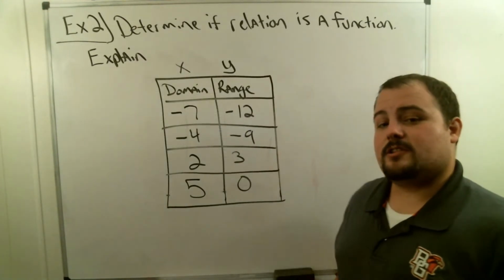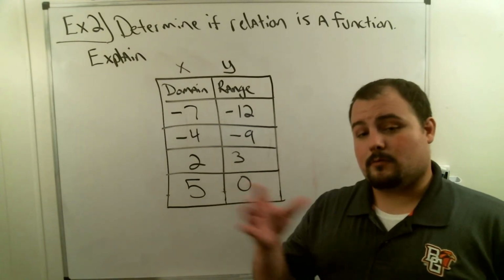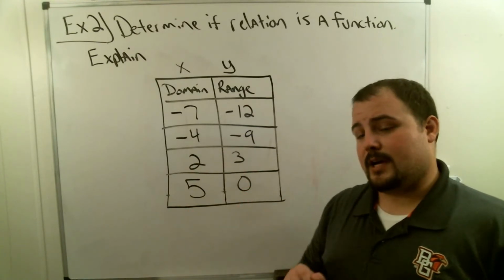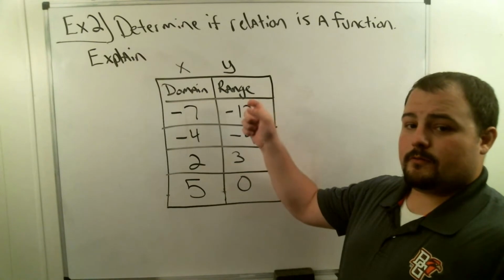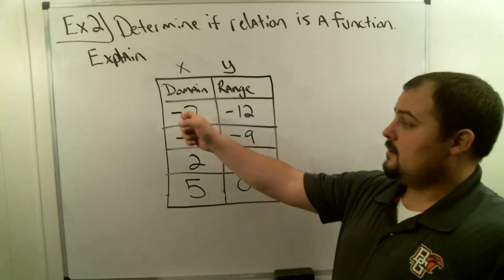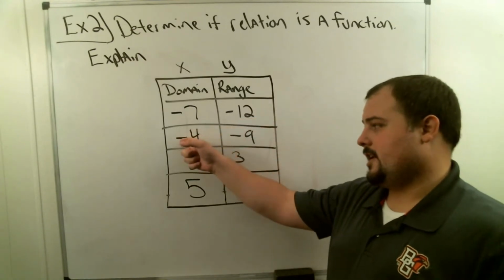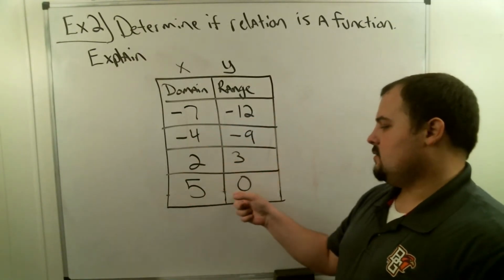In example 2, we have to determine whether or not this table is a function. So what you want to do is think about the rule of a function. Every x value is paired with exactly 1 y value. So we look at this. Domain is the x value. Range is the y value. 1 x to 1 y. None of them repeat. 1 x to 1 y, 1 x to 1 y, 1 x to 1 y.